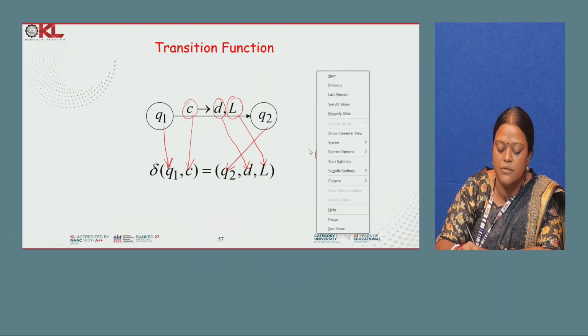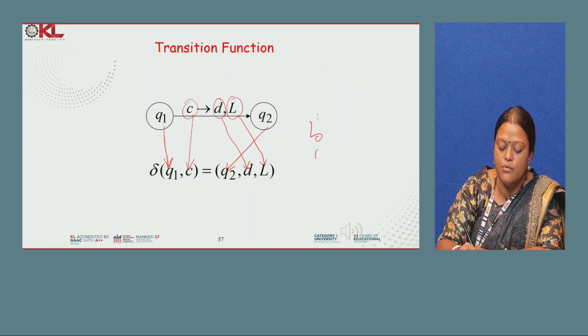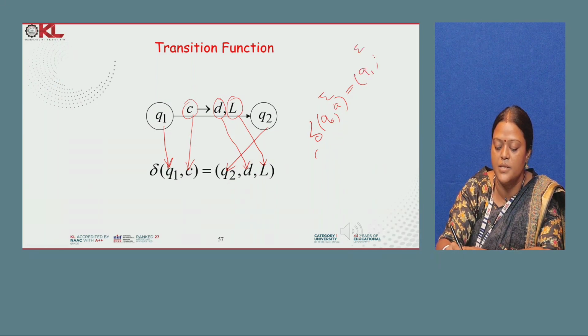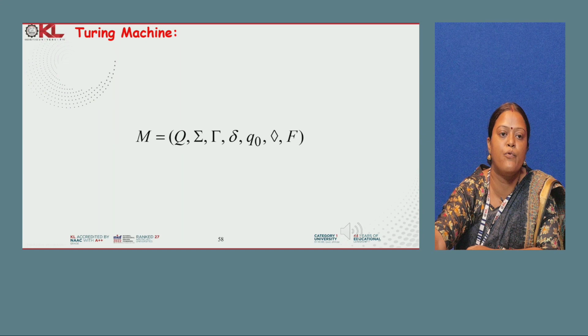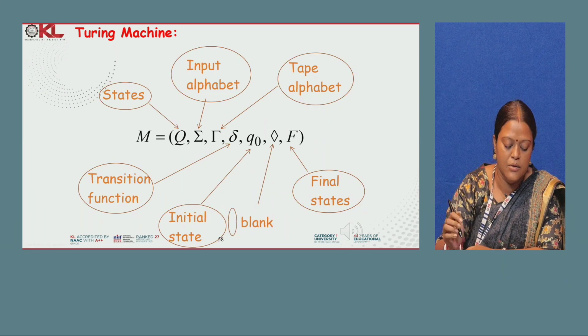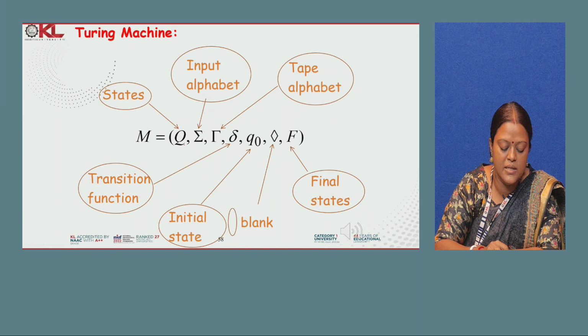So in short, the delta function will always be like this: from a state we read some symbol from sigma, suppose a for simplicity, then we go to another state and write another symbol from the input alphabet or tape alphabet, then we go to either the left or right direction. This is our transition function for this Turing machine. The formal definition of a Turing machine is that it is represented by a 7-tuple: Q, sigma, tau, delta, q0, blank symbol and final states.